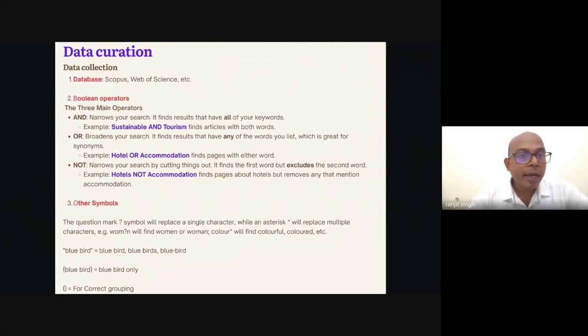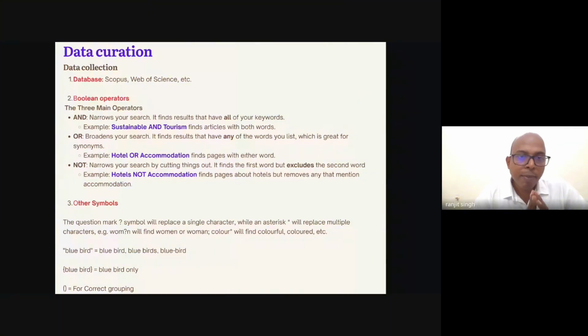Once you are ready with this, you come to the first step of the bibliometric study. Once you formulate the objective of the article, the next step is data curation. It involves several steps like data collection, data filtration, and data download. So the first thing in your mind is data collection.